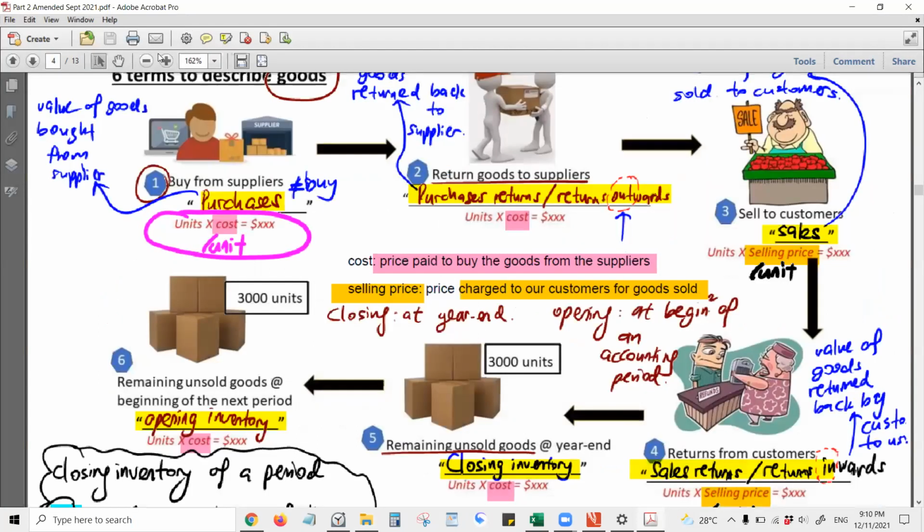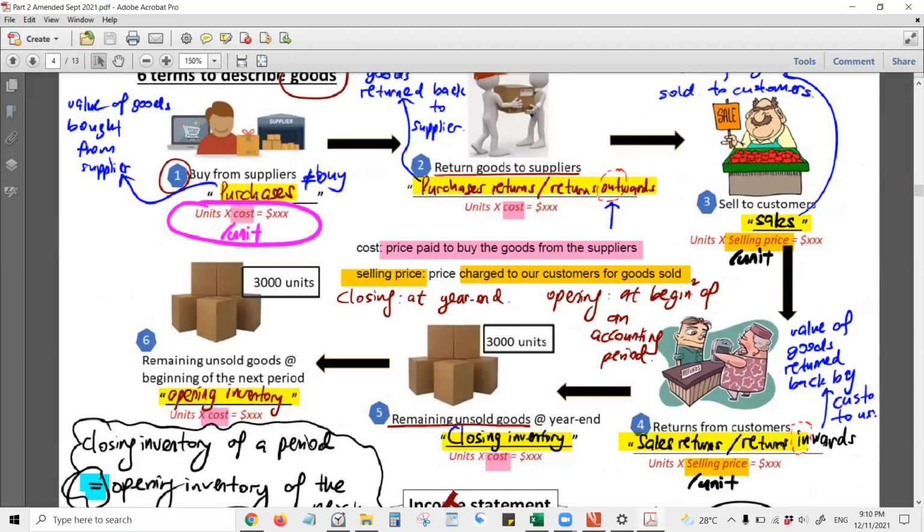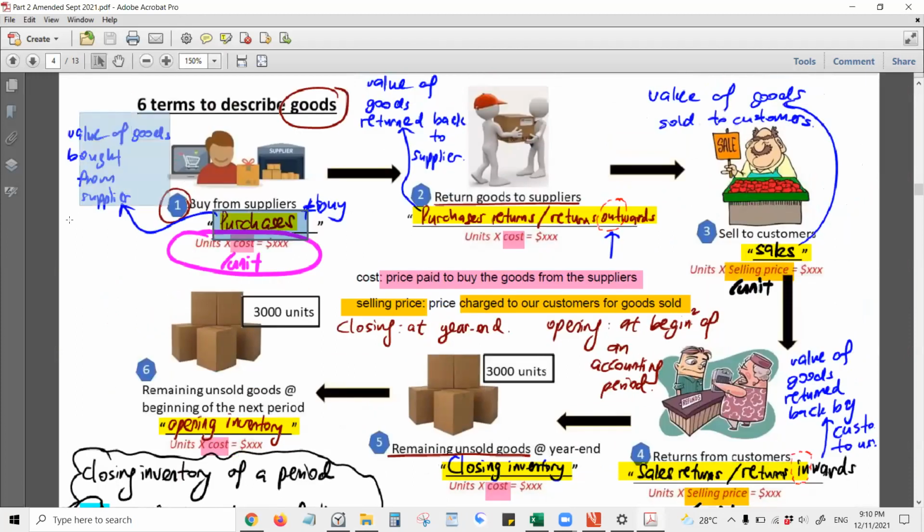Here is where you learn the terms. Purchases means value of goods you bought from suppliers. Okay, it is goods: the value of goods that you bought from suppliers means purchases. Sales means value of goods that you have sold to the customers, meaning the goods that you have sold to the customers, how much are they worth? So these are sales and purchases.